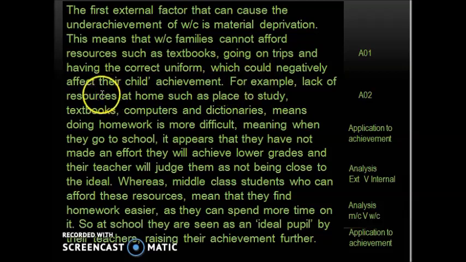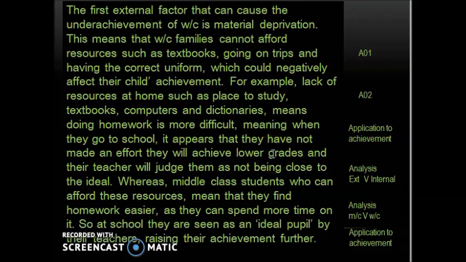So we're going to have the application here where we're going to say, well, if you don't have the resources at home, this means that when you do homework, it becomes more difficult. So when the working class go to school, it doesn't appear that they've made an effort and they achieve a lower grade. So there's your application.